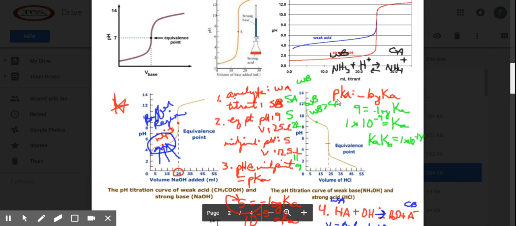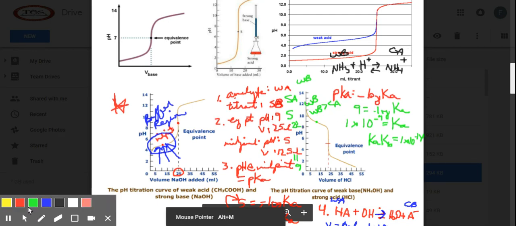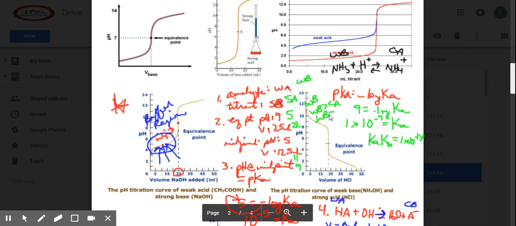So I'm starting out with more weak base. I'm making more conjugate acid as this H plus is going and reacting and reacting and reacting. Well, at the midpoint, weak base is equal to the conjugate acid. After the midpoint, weak base is less than the conjugate acid. At the equivalence point, I just have my conjugate acid only, right? Because all of that has been neutralized.